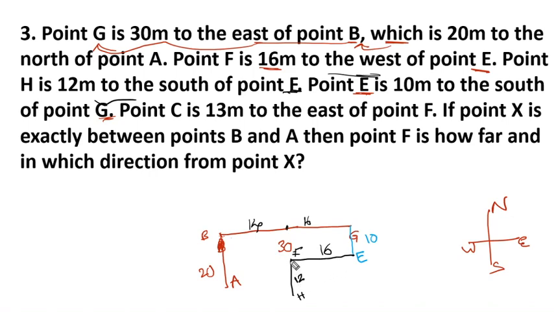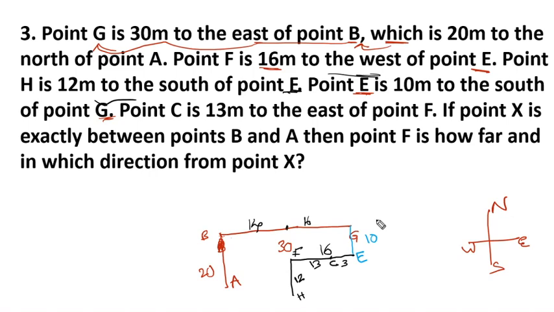We know that up to here it is 10, because G and E is 10, this is also 10. The total is 20, because the distance between A and B is 20. That means the excess distance is 2 meters from this point to this point, right? Okay. Then point C is 13 meters east of F. To the east of F, point C is present by 13. If this is 13, this will be 3, because the total is 16.